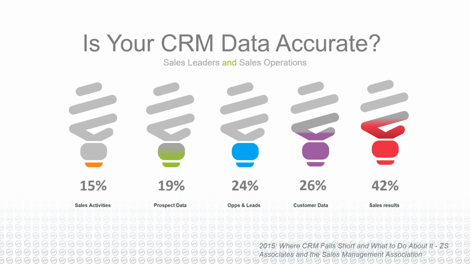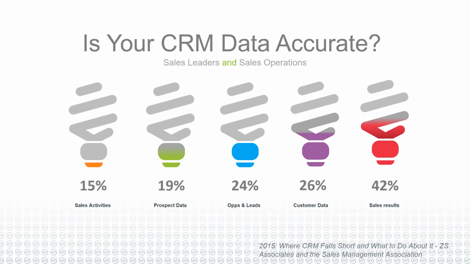This was a survey done of sales leaders and sales operations leaders. 15% thought that the CRM activity data was accurate. The information about prospects, things like contact names and email addresses and phone numbers, 19% thought it was accurate. We go into opportunities and leads, less than a quarter of the people surveyed thought that data within the CRM is accurate. Customer data, from customers that we're already selling to, that are already buying our stuff, their phone numbers, their email addresses, 26% thought it was accurate.